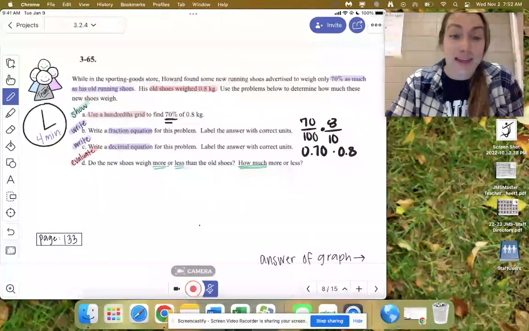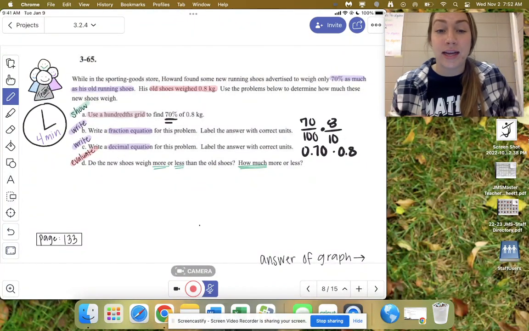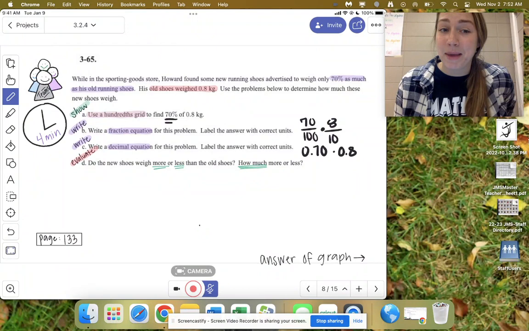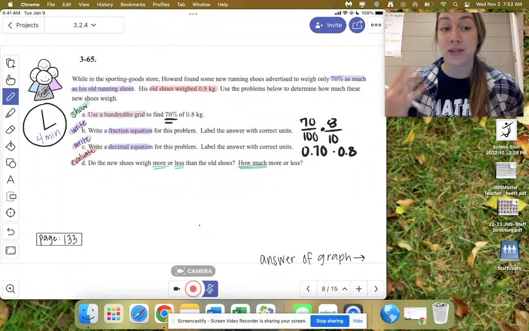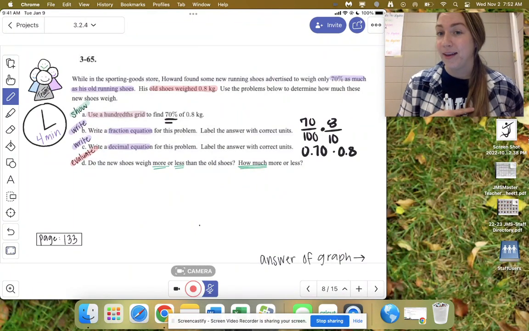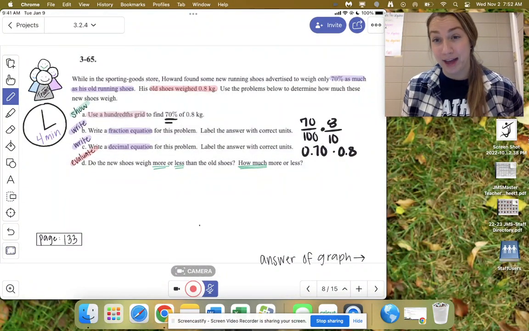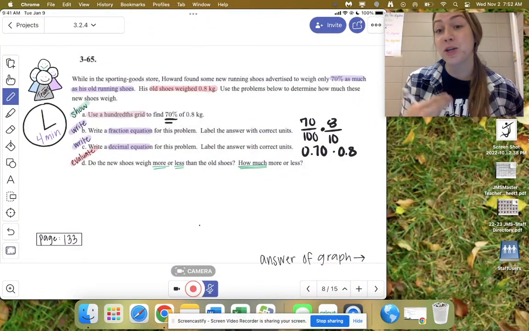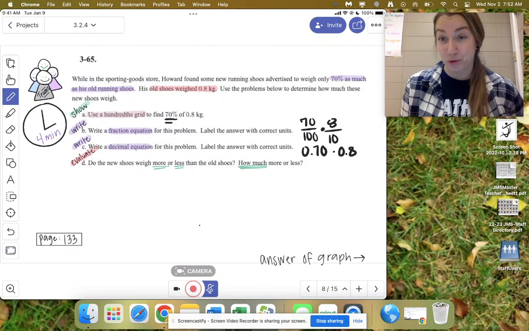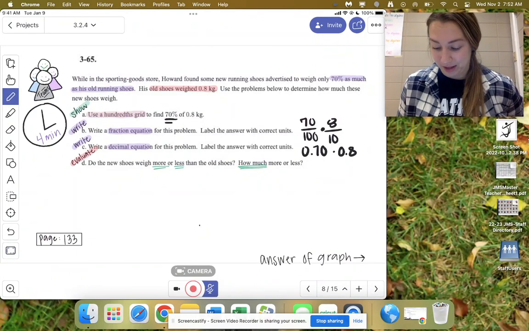Okay, and then it says, do the new shoes weigh more or less than the old shoes? Again, asking yourself, does it make sense? He found shoes that weigh 70% as much. Okay, so they don't weigh 70% more, they weigh 70% as much. So it should be that they weigh less. So you should end up finding out how much they weigh, and then you're going to have to subtract. So if you didn't do that last step, make sure you do that last one.